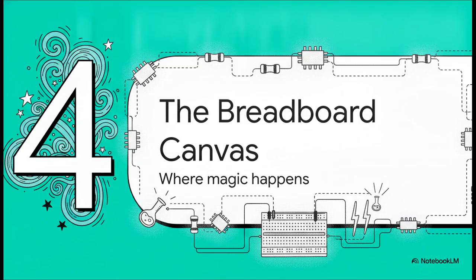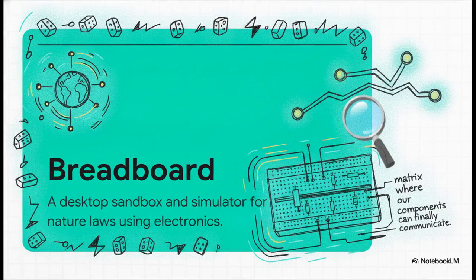Let's explore that theater in Section 4, the breadboard canvas. As defined here, in this specific context, a breadboard elevates way beyond a simple prototyping grid for hobbyists. It becomes a literal simulator for reality. It's a desktop sandbox utilized for dynamically modeling and observing the laws of nature through electronics. This is the matrix where your components finally get to communicate.